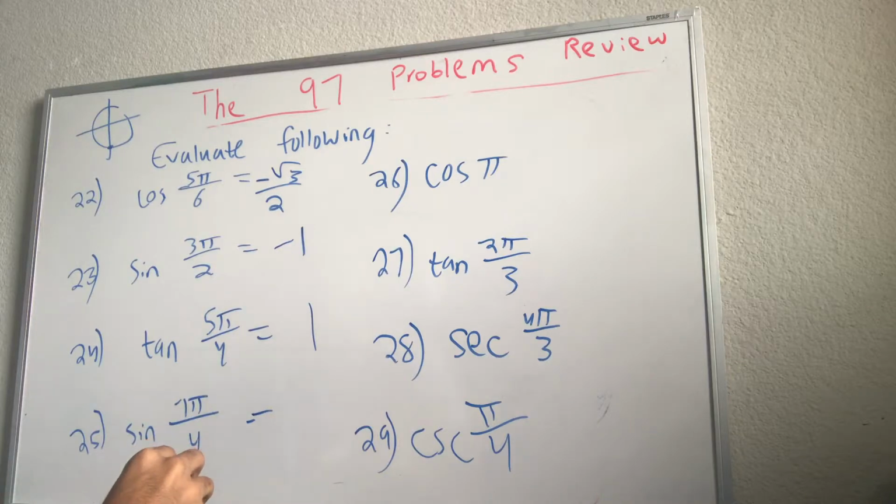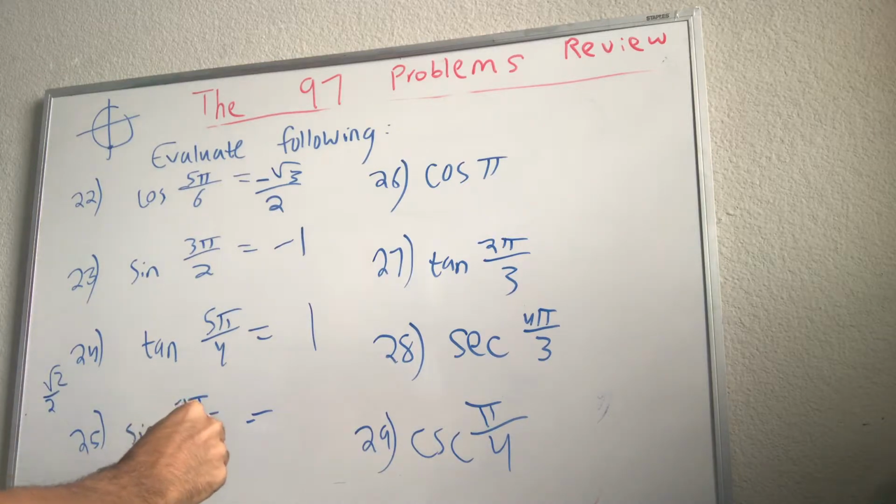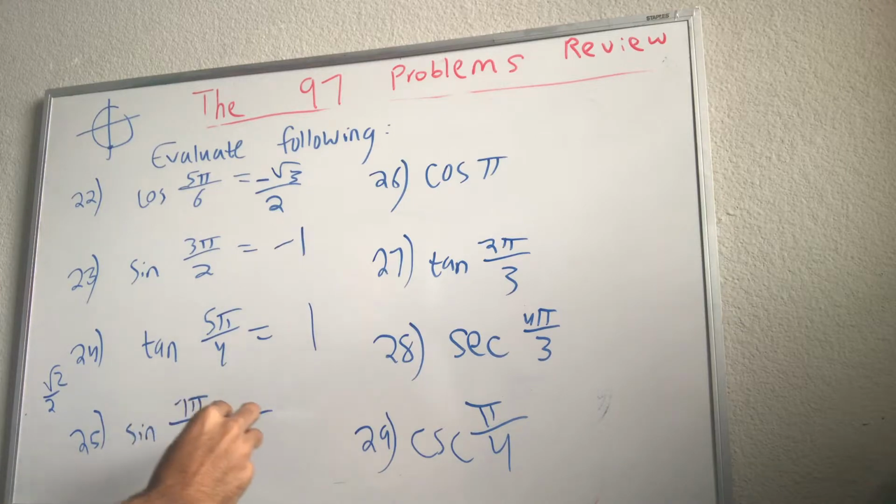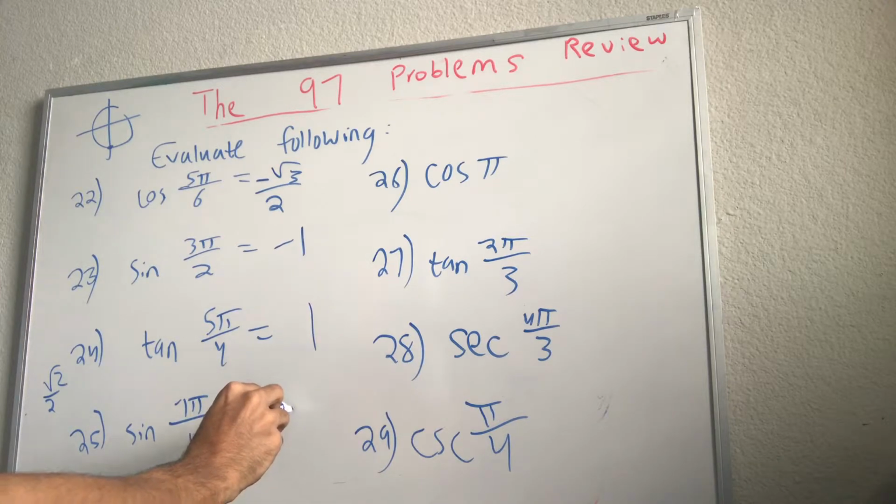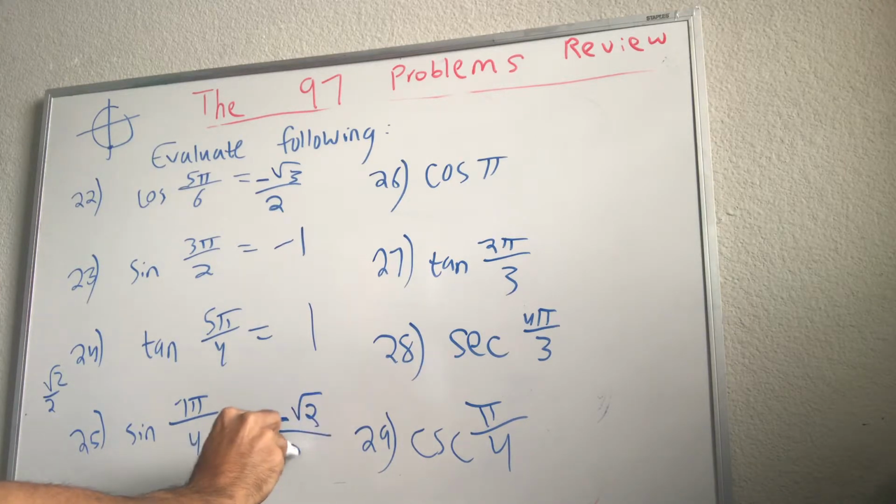Then we have question number 25. Determine sine of 7 pi over 4. We know that the reference angle here is pi over 4, and sine of pi over 4 is root 2 over 2. However, this is in quadrant 4, where only cosine is positive. Therefore, sine of 7 pi over 4 must be negative root 2 divided by 2.